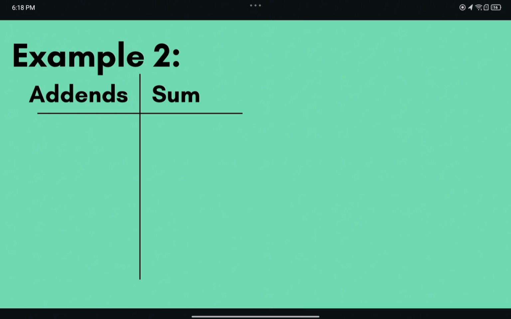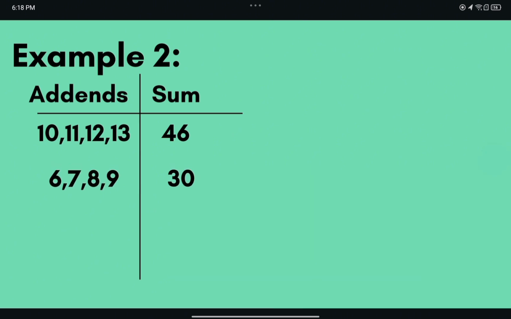So, dito gagamit tayo ng table ng addends and sum. So, ang hinihingi dito is 4 consecutive. So, dito, 10, 11, 12, 13, add lang yan. 10, 11, 12, 13 equals 46. Mababa dun sa hinihingi na given natin. So, next, 6, 7, 8, 9 equals 30. Mababa, mas lalong bumaba dun sa hinihingi.